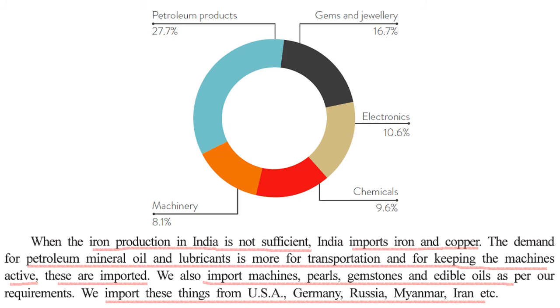The above chart shows the percentage-wise imports of the different products. Petroleum products consist of 27.7%, gems and jewelry 16.7%, electronics 10.6%, chemicals 9.6%, and machinery 8.1% of our total imports.